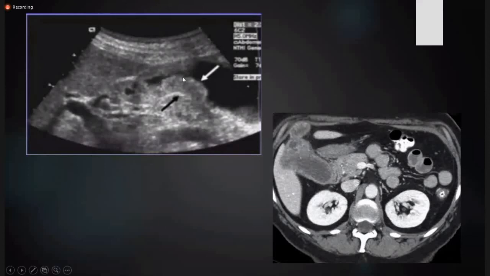In this, you see an eccentric lesion protruding into the gallbladder. On CT, you see enhancing thickening involving the gallbladder with infiltration into the liver and the adjacent fat. This is how gallbladder carcinoma looks.